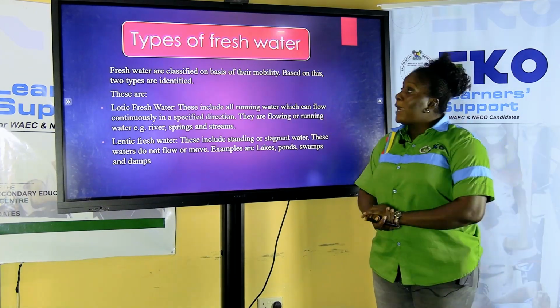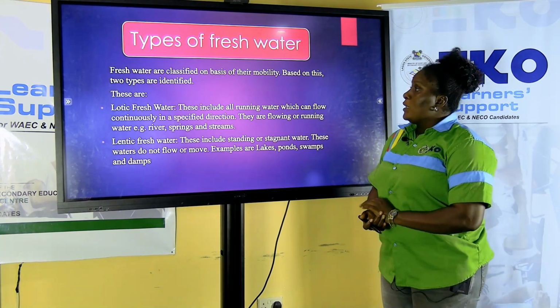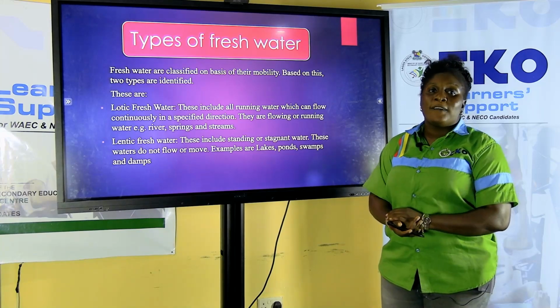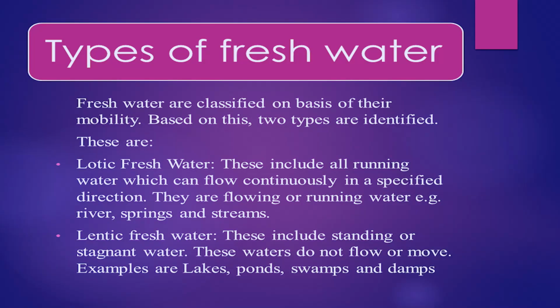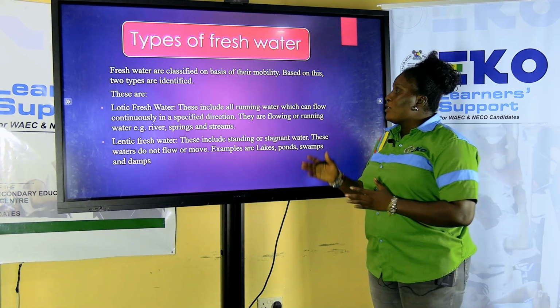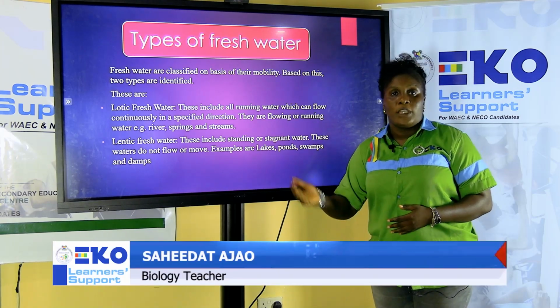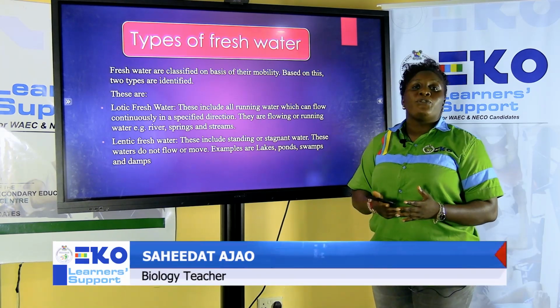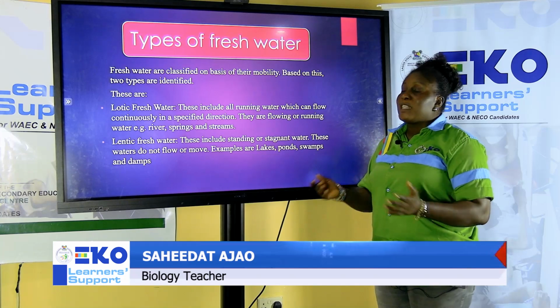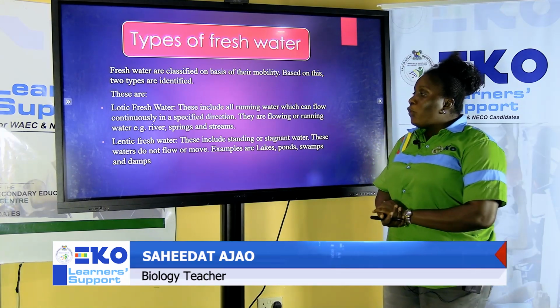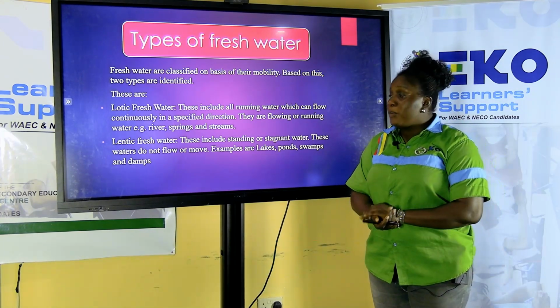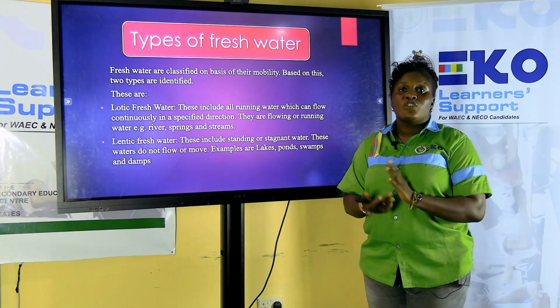So let's look at the types of freshwater habitats. The freshwater habitats are classified on the basis of their mobility, how they can move. Based on this, we have two types: the lotic freshwater and the lentic freshwater. When we say something is lotic, it means it is what? Flowing or running water which flows continuously in a specified direction. Examples are our rivers, springs and streams.